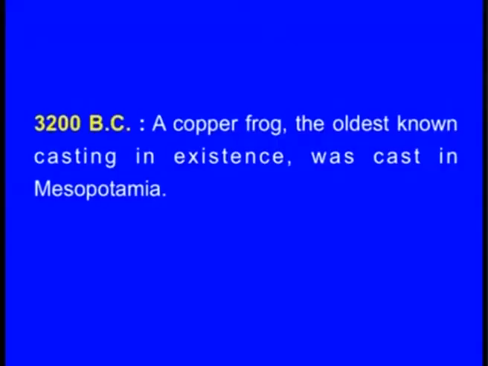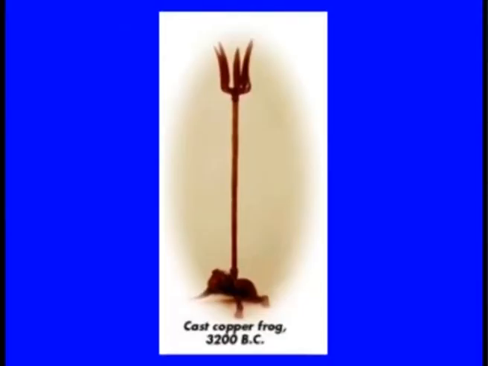Now during 3200 BC, a copper frog was manufactured in ancient Mesopotamia. This became very popular in those days, and because of this copper frog, people even started calling those days the copper frog age. Let us see this copper frog. So this is the copper frog which was manufactured during 3200 BC. This was manufactured by metal casting.